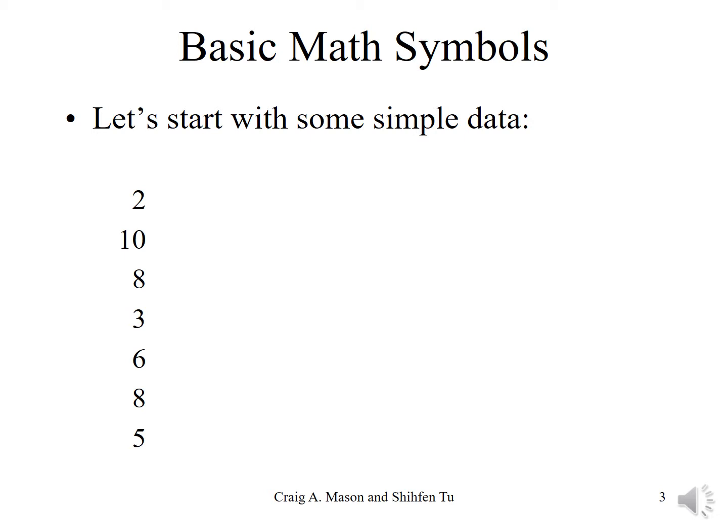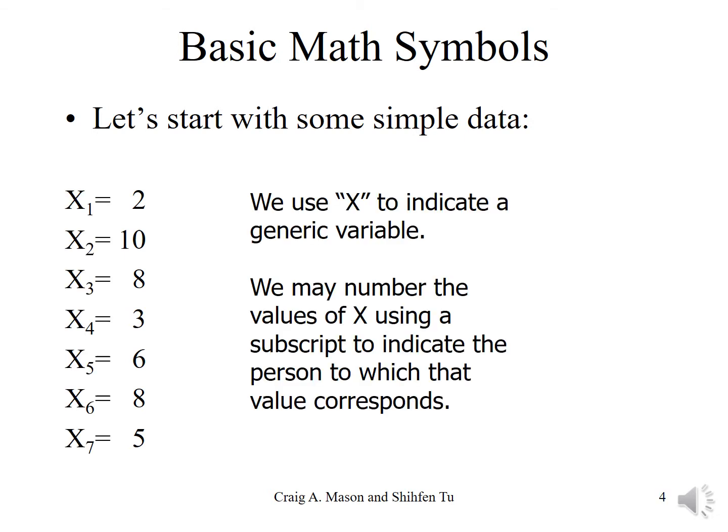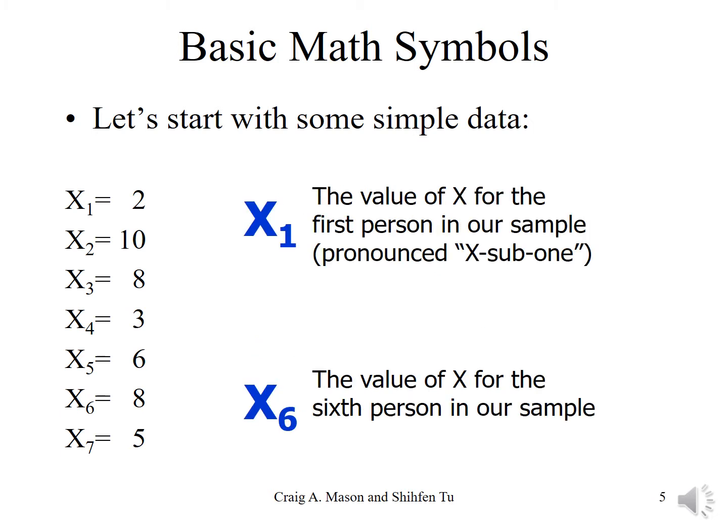We'll say that we have the following 7 quiz scores for 7 students. We can use X as a way of generically talking about this data with a subscript after the X to indicate the score for a specific individual we're talking about. So X sub 1 is the score on X for the first person, which we see is equal to 2. And X sub 6 is the score on X for the 6th person, which we see is equal to 8.